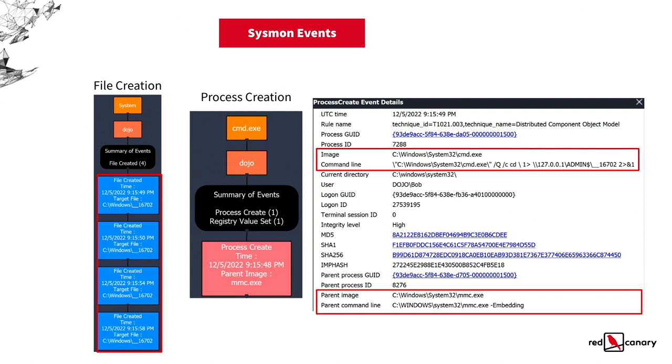For Sysmon events, we have a file being created. So similar to WMI, we have a file being created in C:\Windows, and instead of a date time stamp, it just looks like a date stamp in an epoch format. And then also the process creation, so MMC spawning CMD with those command lines over there on the right.